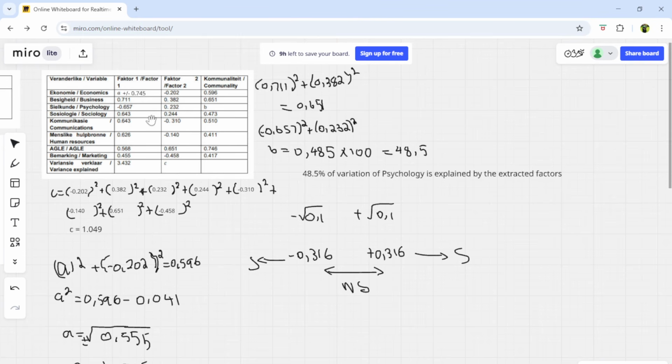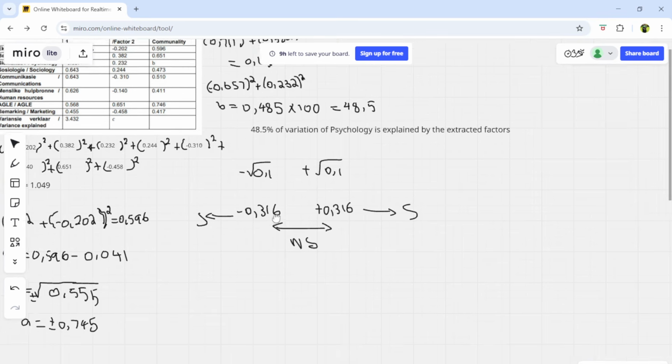But then if we look at variables like psychology, this is significant, this is not significant, this is significant, this is not significant. So those are the variables that are not complex. Communications, this is significant and this is not significant. Here, this is significant, this is not significant. So those are the type of variables that have only one significant factor loading, but the others, they are still complex variables, and therefore in that case you would say that rotation was not successful.